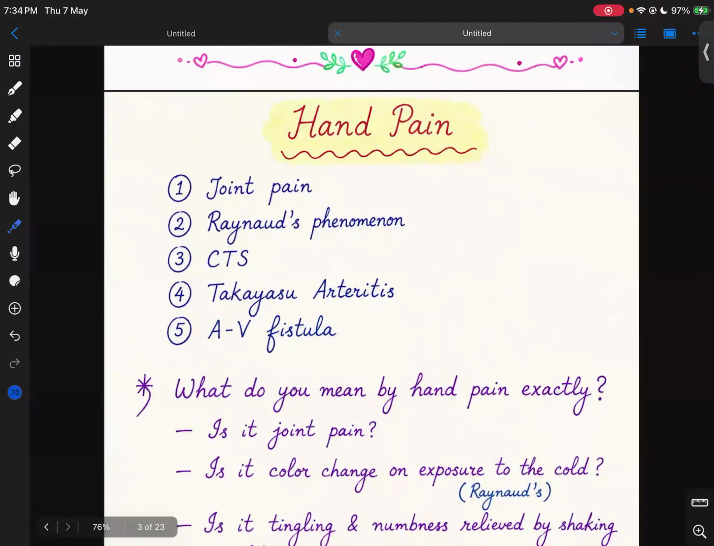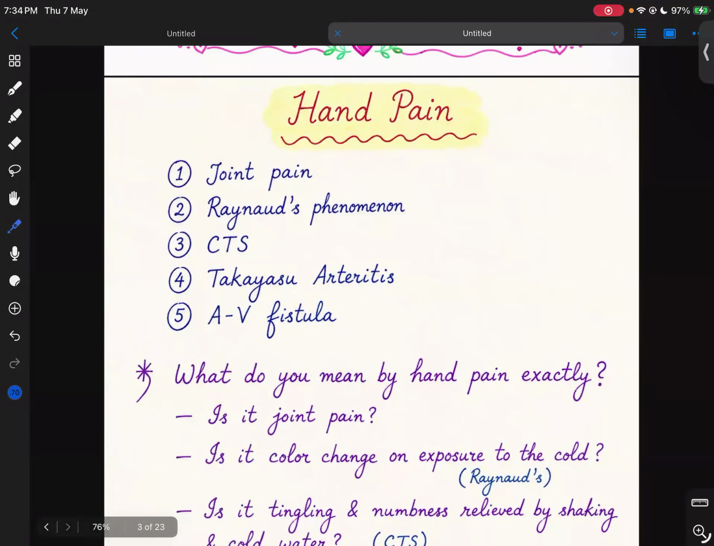In the PACES exam, in the last 5 years, hand pain has come with the following 5 diagnoses. It will be either joint pain or Raynaud's phenomenon, or it can be due to carpal tunnel syndrome or Takayasu arteritis, or even it can be due to AV fistula. This AV fistula was a very common case in the Delhi center. It used to come for the last 3 years, but recently Delhi center has not given this case. But this was a very common case in Delhi center.